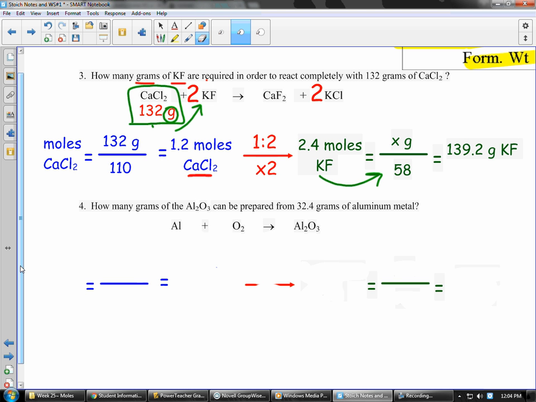All right, number 4, to balance. We're going to go 4, 3, 2. Reading the problem. How many grams of Al2O3 can be prepared from 32.4 grams of my aluminum metal?